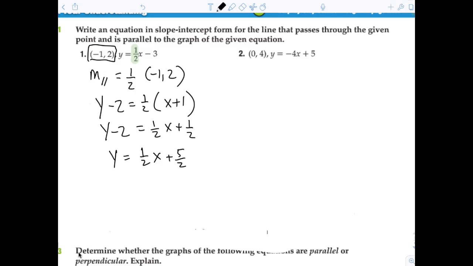All right? Now, how did I get 5 halves? Because 1 half plus 2, if you have 2 pizzas, you have how many halves? 4. 4 halves plus 1 half is 5 halves. Everybody good with that? All right? So now, under y2, I want you to graph 1 half x plus 5 halves. And be prepared to be dazzled. Graph that.